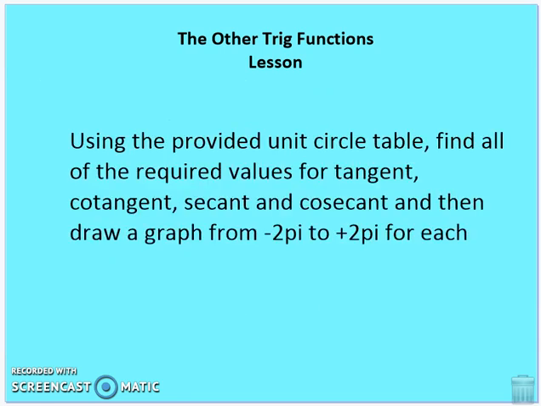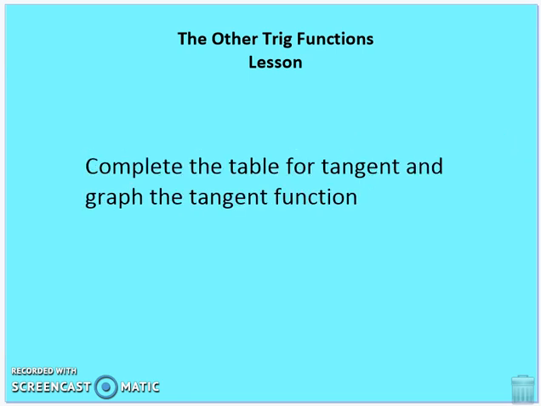Right, so what you can do if you want to stop, you can go through the unit circle, find all the values for tangent, cotangent, secant, and cosecant, and then we're going to draw graphs from 2 pi to pi for each of them. So I'll give you a moment to pause to finish that, and then we're going to take a look at the tables.